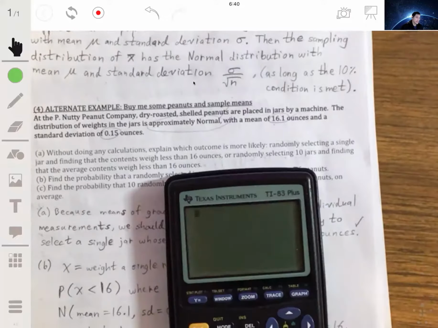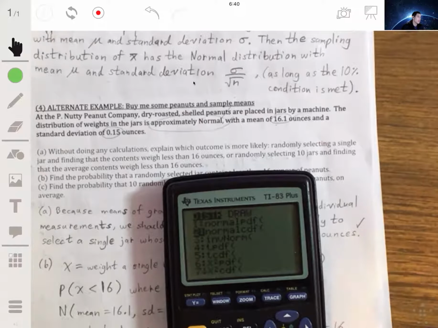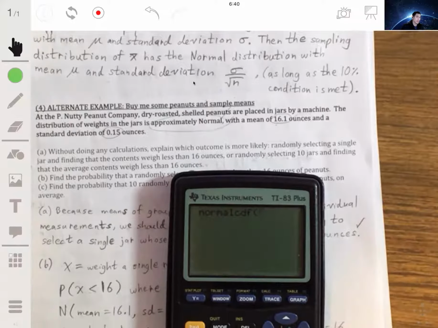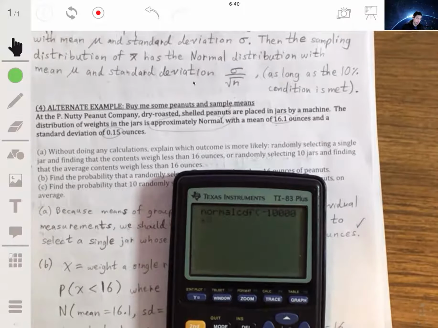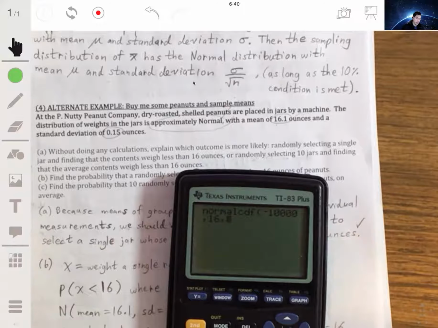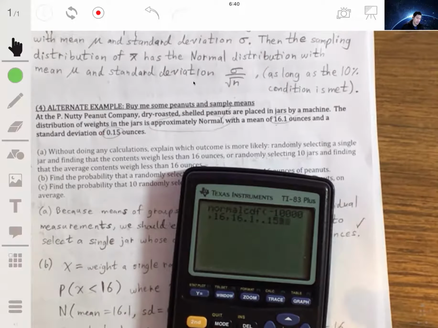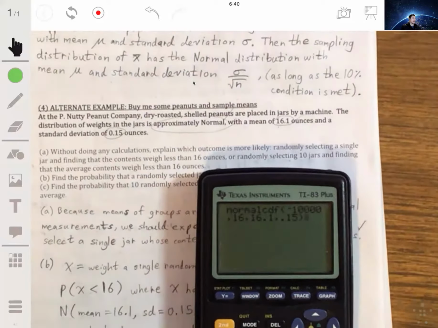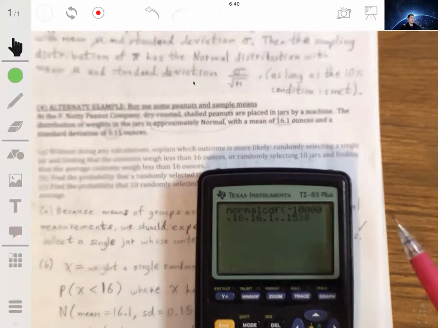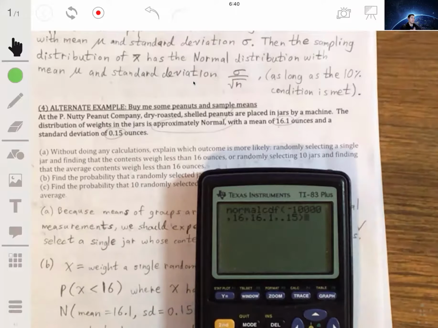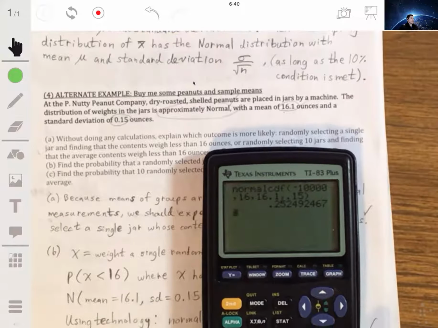So for this, we can use our calculator. Go to distribution, normal CDF. Since we're trying to find less than, we're going to have a lower bound. We'll just say negative 10,000. The upper bound would be 16. Our mean would be 16.1 and our standard deviation will be 0.15. So there's a syntax you have with this type of calculator. Some calculators are much easier to work with because they list the mean, standard deviation, lower bound, upper bound, but for these ones you have to memorize it. All right, so let's see what we get. We get about 0.25, about 25%.